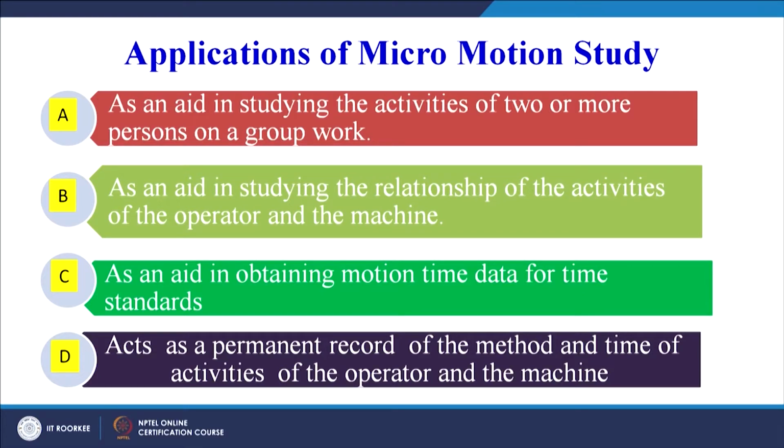Now micro motion study will help us as an aid in studying the activities of 2 or more persons, or a group work. So we will be able to analyze the work being done by the worker at the most elemental or the basic micro motion level. It can help us as an aid in studying the relationship of the activities of the operator and the machine. Now how the operator is operating the machine with the help of basic movements of the hands and the feet, that level of analysis can be done using the micro motion study.